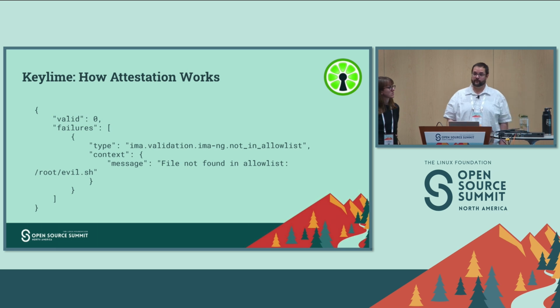But Keylime isn't a user-facing tool. It's behind-the-scenes APIs, so it doesn't really have a cool feature to show when something fails attestation. It's just a failure message in an API or a webhook. But it does drill down. If you can see this at all, in this case, this is a failure where an evil shell script was run, but we can tell that this was a validation of the IMA measurement list and exactly which file caused the attestation failure.